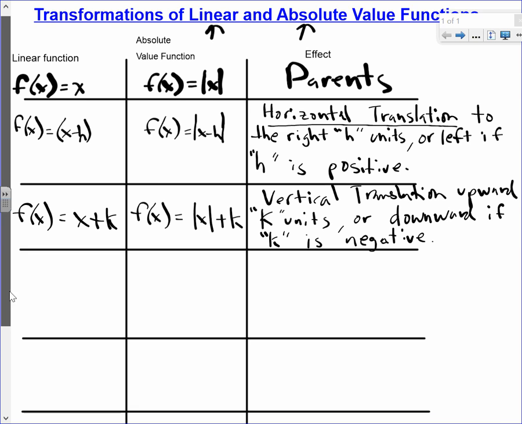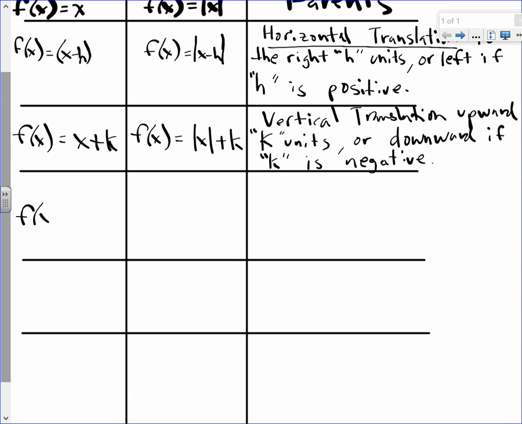Linear. Check this out now. What if we put a negative in front of x? Put parentheses around the x for now. What if we put a negative around the x on a linear parent function? And let's do the same for the absolute value parent function. What if we put a negative in front of that x? Watch what happens. Let me try it.